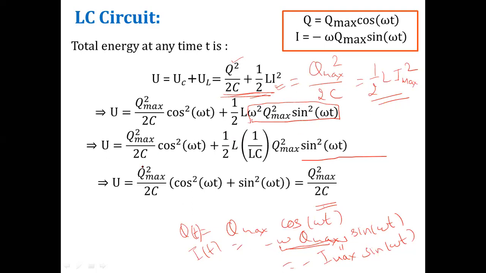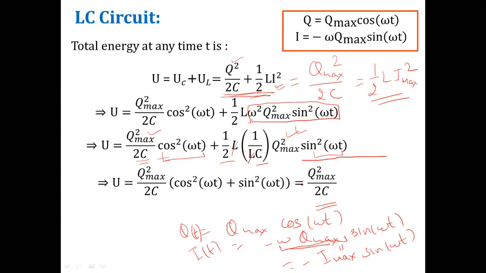From here, go to the next step. The first term has been taken as it is. Omega square is equal to 1 over LC, right? And you will have Q max square sine square omega t. L will cancel each other here. You have 1 upon 2C here. Q max square is also common in both of the expressions. You can take Q max square over 2C common here. You will be left with cos square omega t plus sine square omega t, which is equal to 1. And hence you can prove that this is equal to Q max square over 2C.